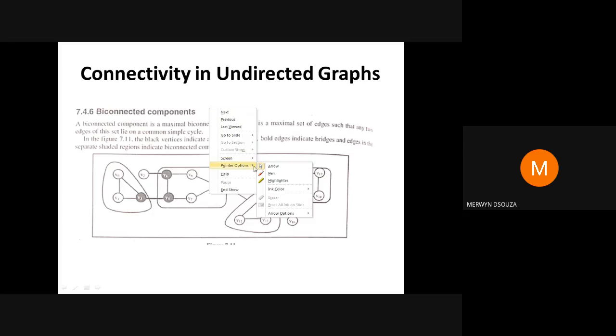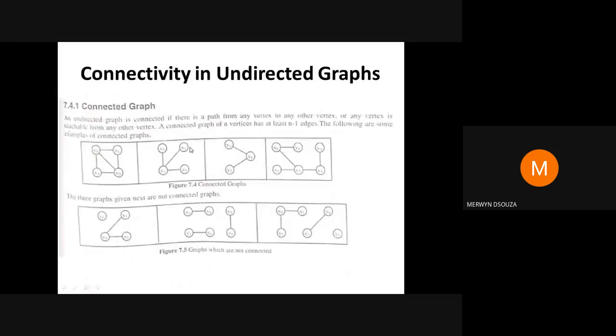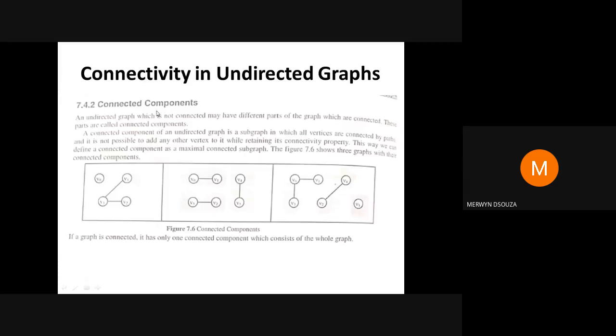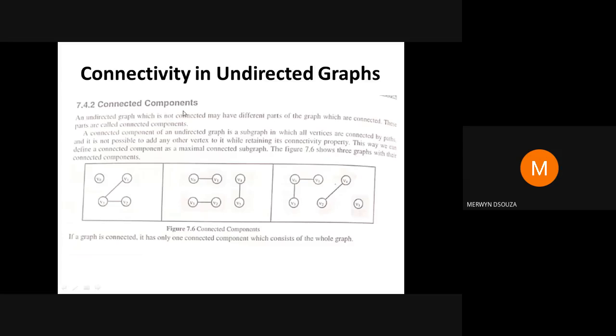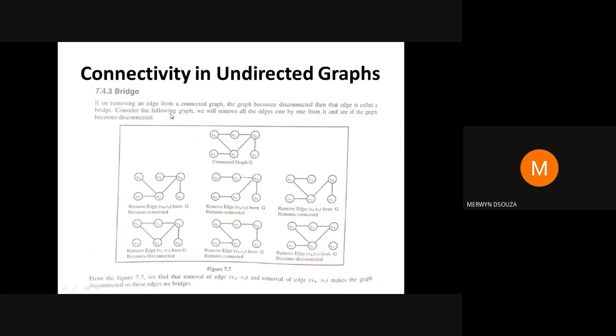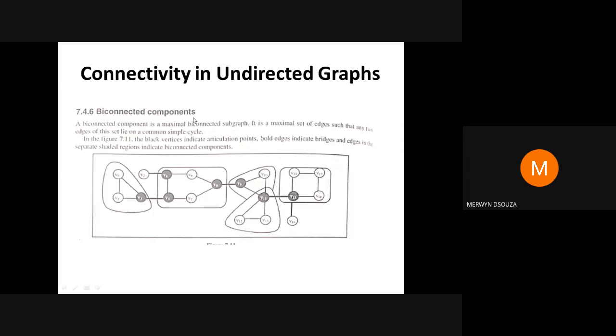Going forward, just like we had studied at the beginning, connected graph and connected components. We had said connected graph means from any vertex you can go to any other vertex. And we said connected component is, there may be parts of the graph which are connected. So those parts of the graph are known as connected components. The same way, biconnected graph and biconnected components.